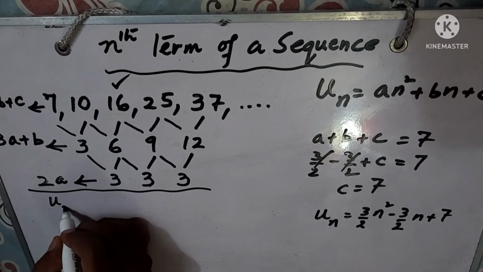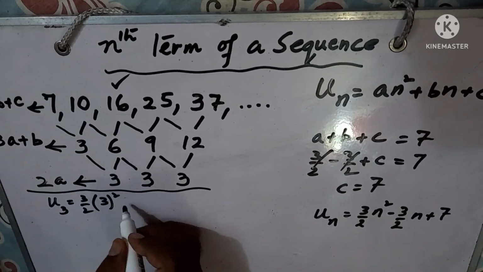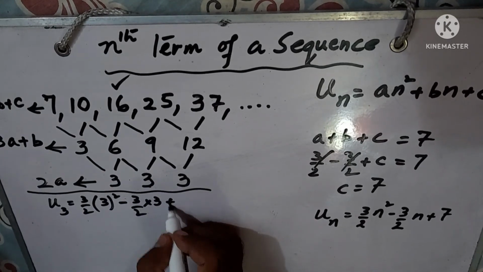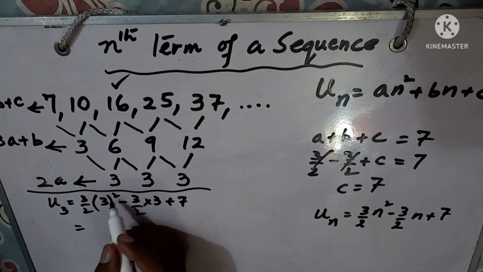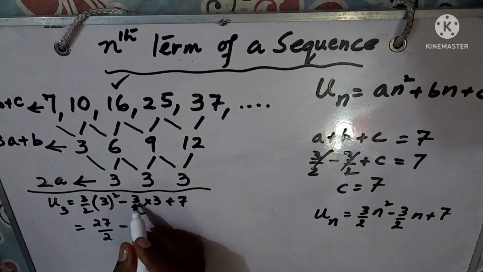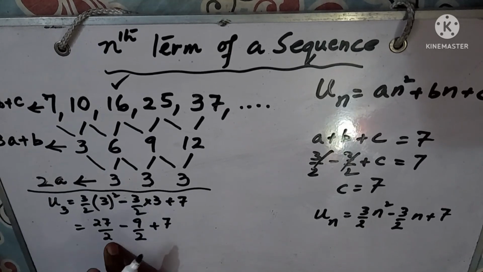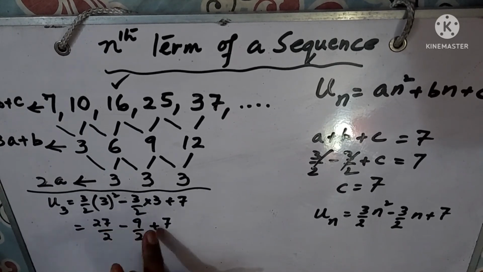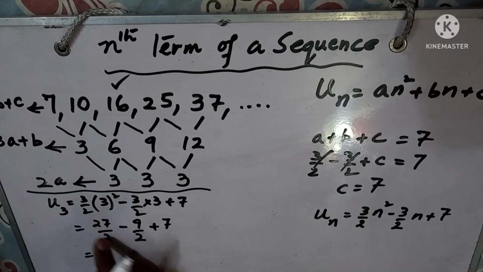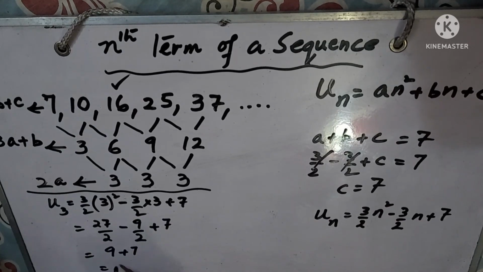So my u3 equals 3 over 2 times 3 square minus 3 over 2 times 3 plus 7. This will become 3 square is 9, 9 times 3 is 27 upon 2, minus 3 times 3 is 9, 9 upon 2, plus 7. When I have the same denominator, these are called like terms, I can simply simplify the numerator. So 27 minus 9 will give me 18. When I simplify this, 18 upon 2 is the same as writing 9. 9 plus 7 is 16.